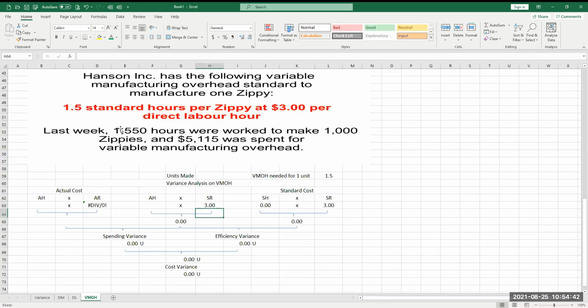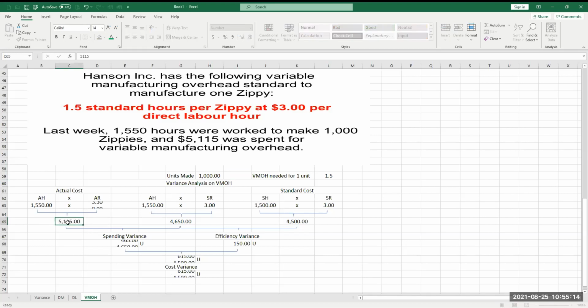Last week, 1,550 hours were worked to make 1,000 units. So how much is my actual hours? 1,550. And how many units did I produce? I produced 1,000 units. So my actual cost is 5,115.